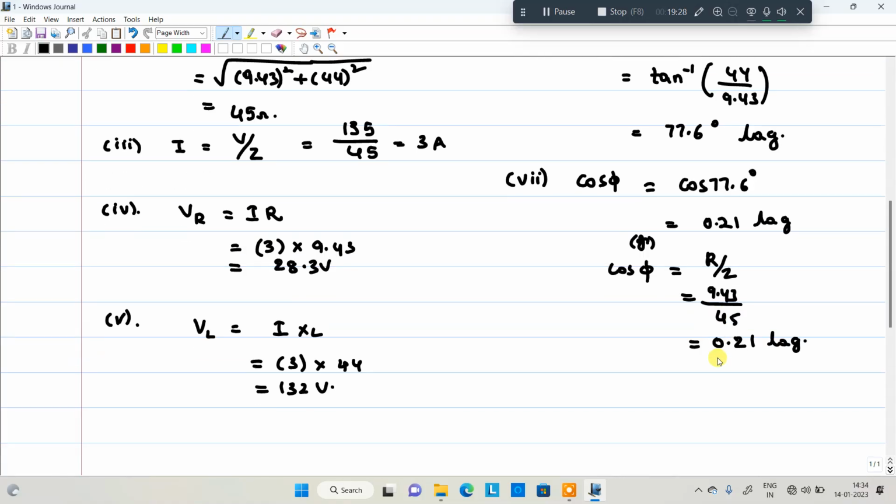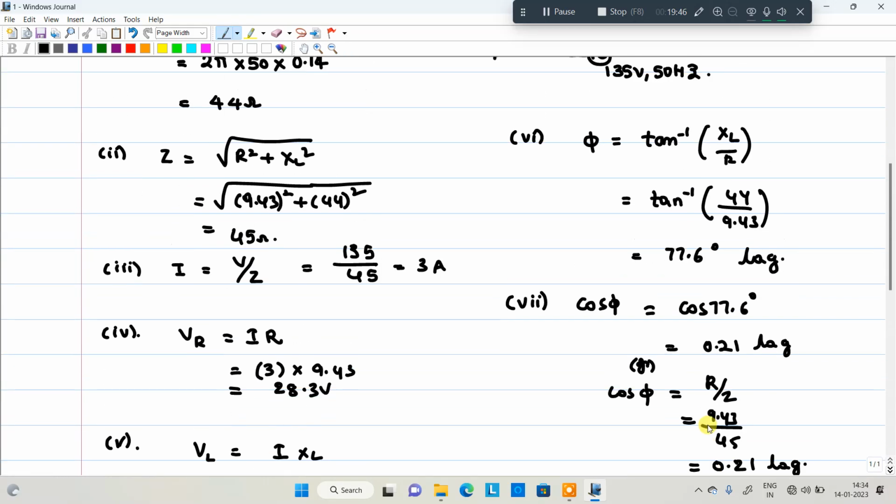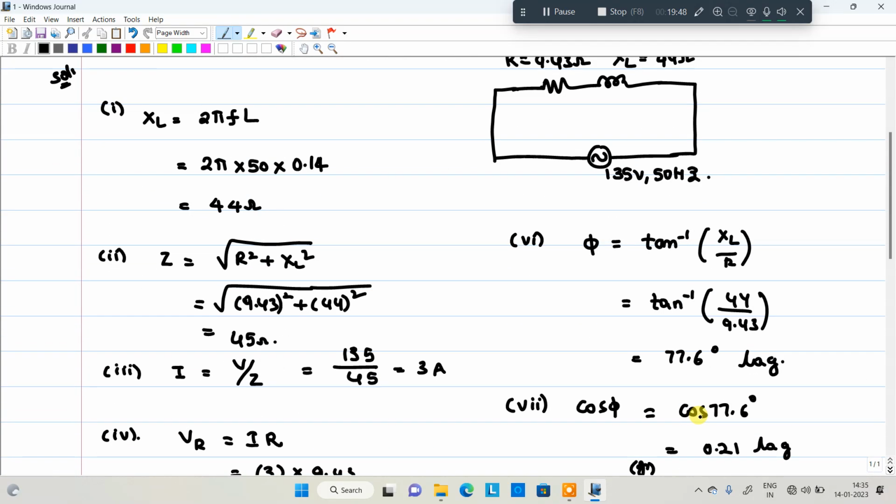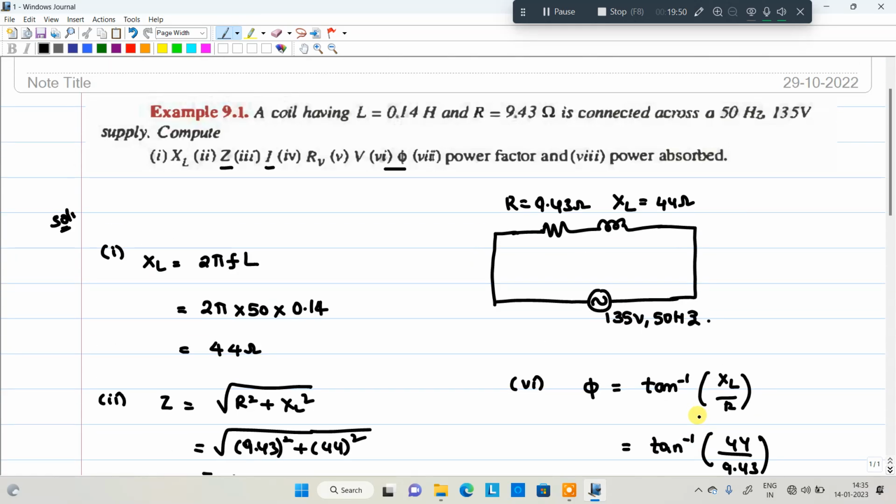At the last, power. So the eighth one is power. Power P is equal to I square R. I is equal to 3, resistance is equal to 9.43. That will be equivalent to 85 watts. So this is the solution for the problem of the RL series circuit.